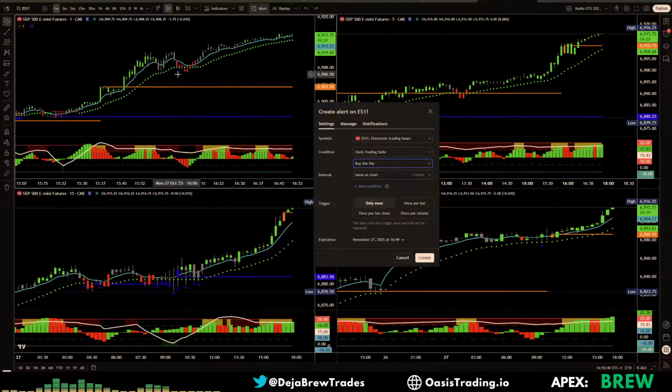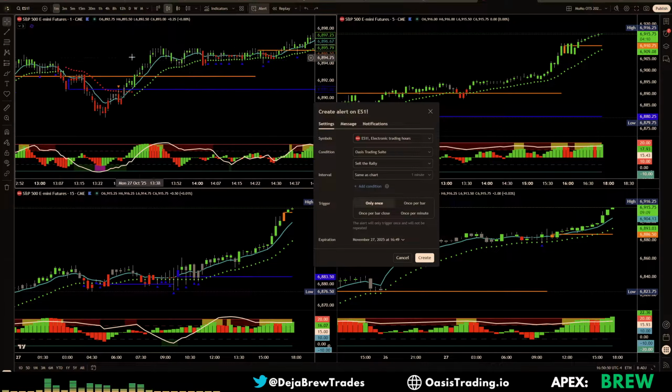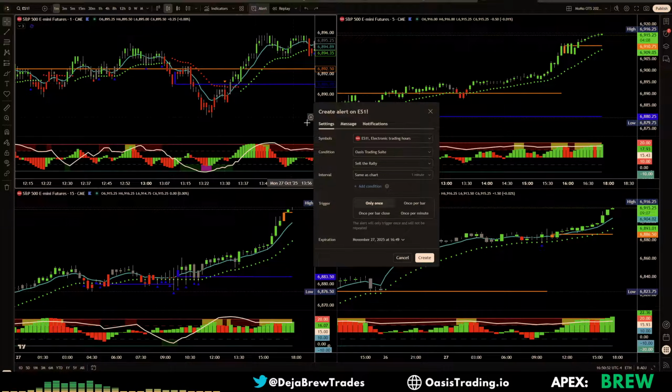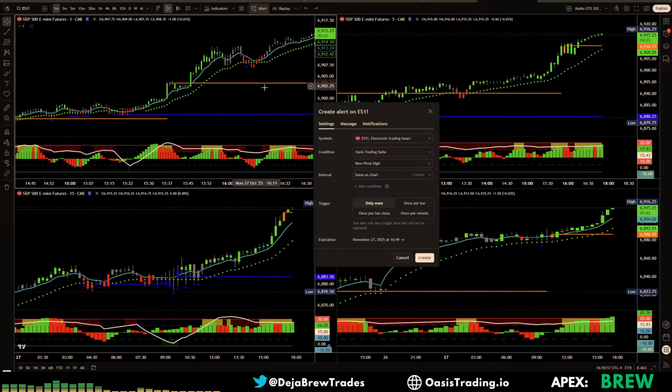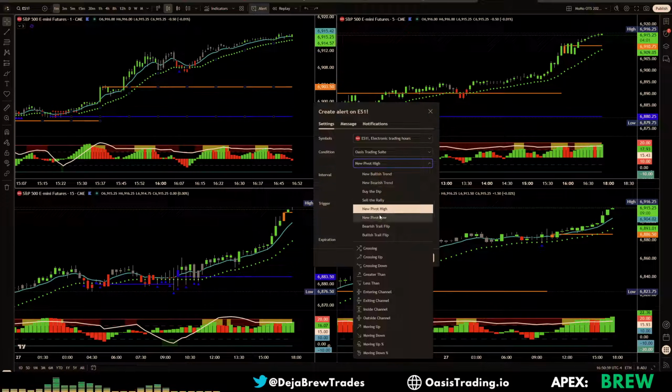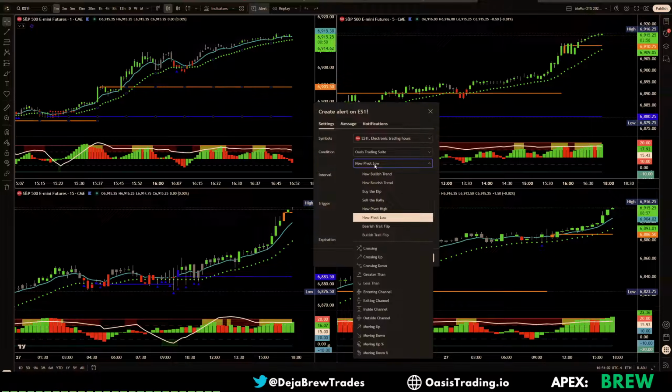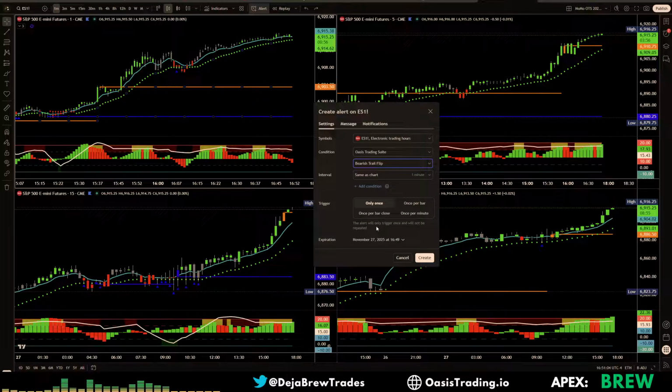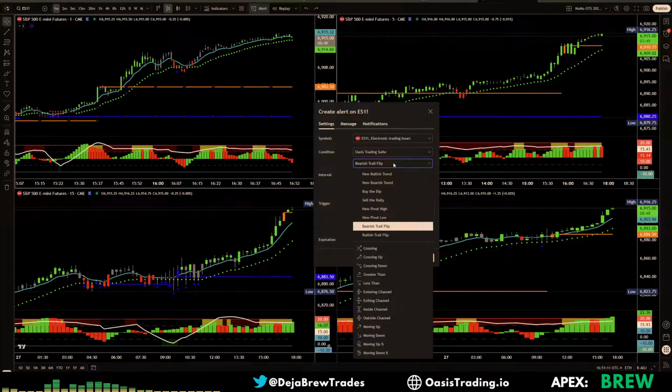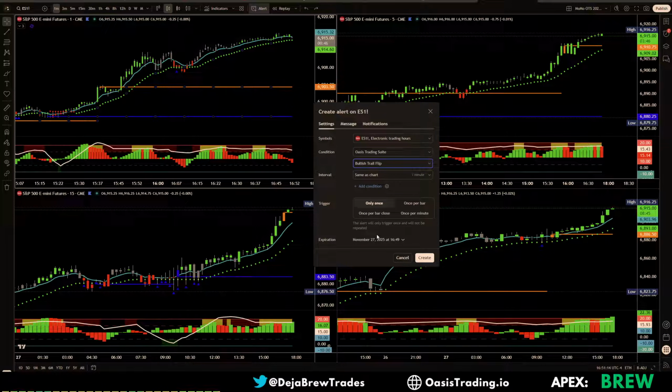Buy the dip is the triangle. So the blue triangle is when you're sweeping the trail bullishly. Sell the rally is the orange triangle when you're hitting the trail and sweeping it bearishly. New pivot high is exactly what it sounds like. It's the orange pivot. New pivot low is the blue pivot. Bearish trail flip is when you're going from a green trail to a red trail. And then bullish trail flip is when you're going from a red trail to a green trail.